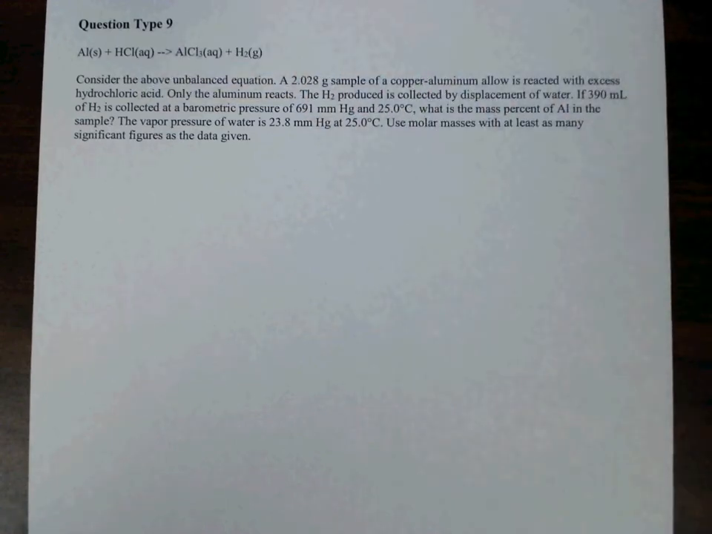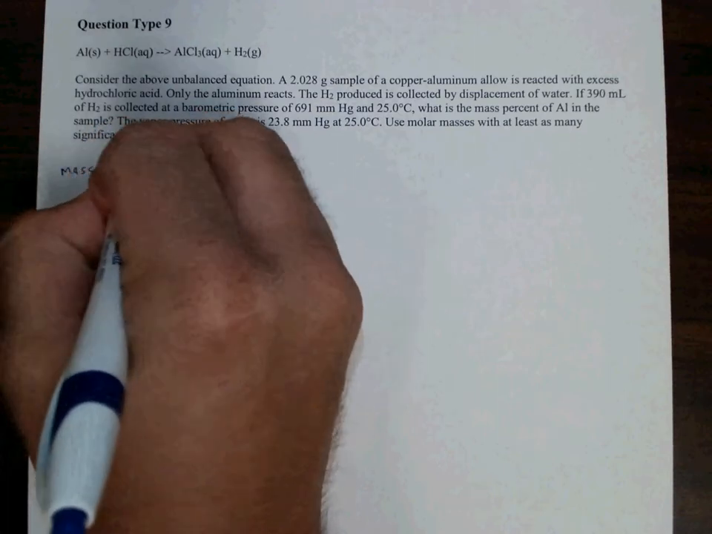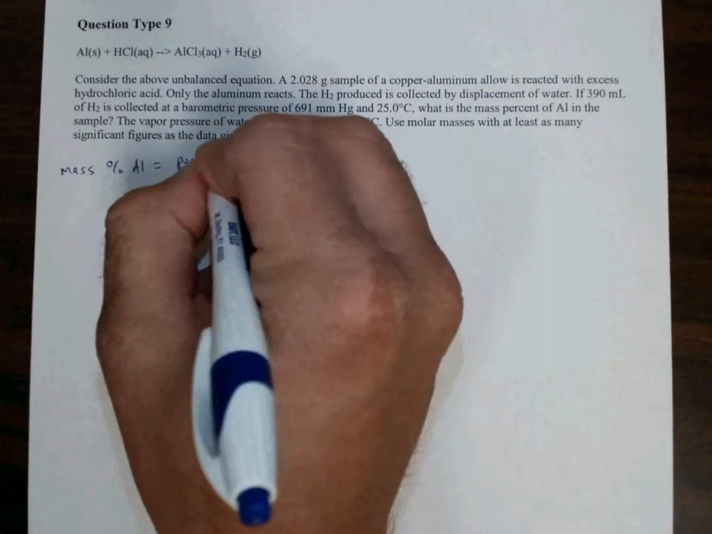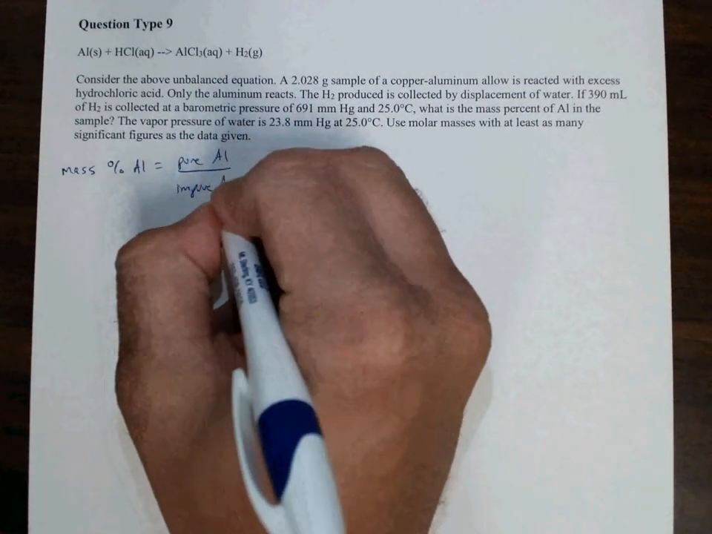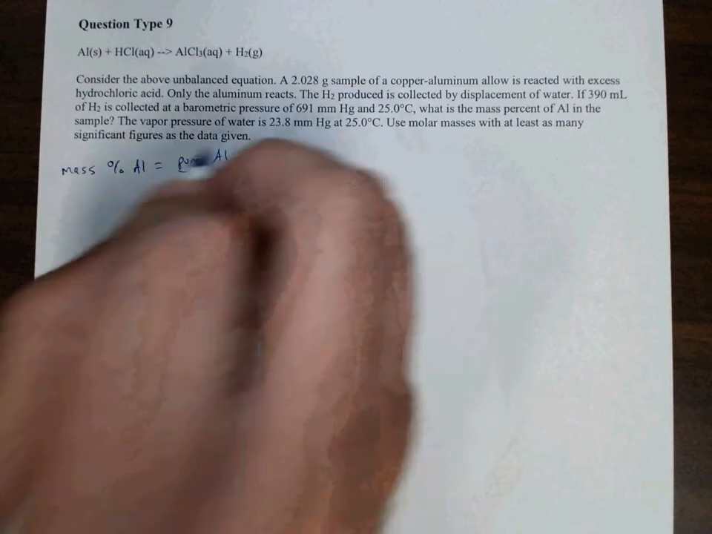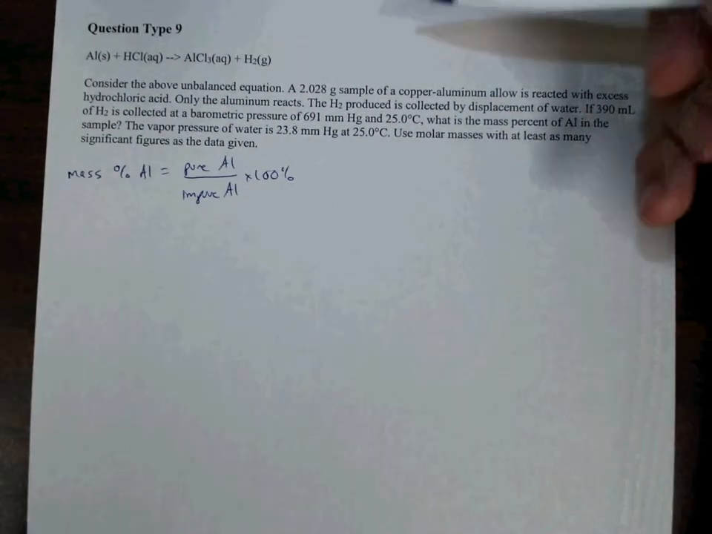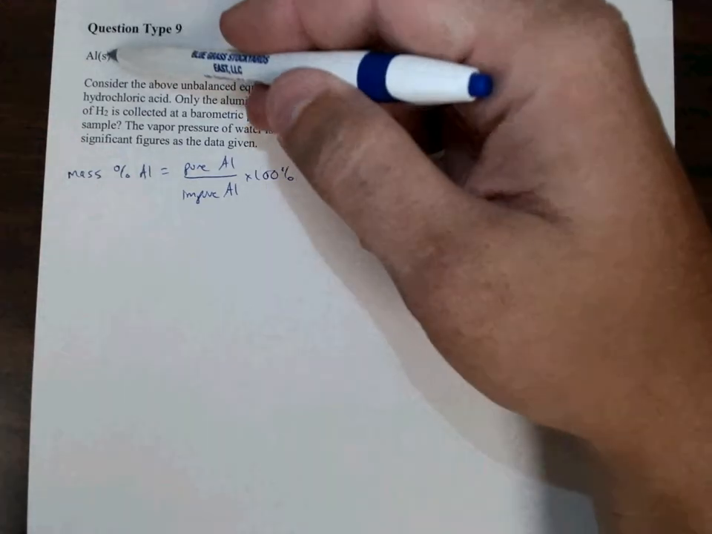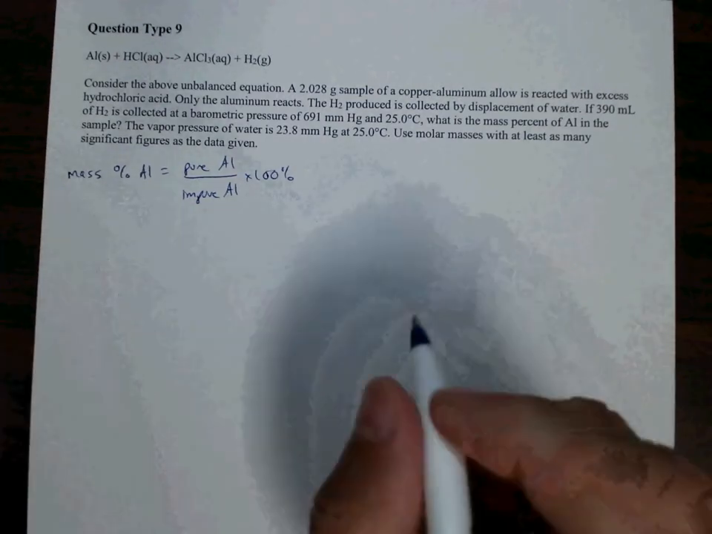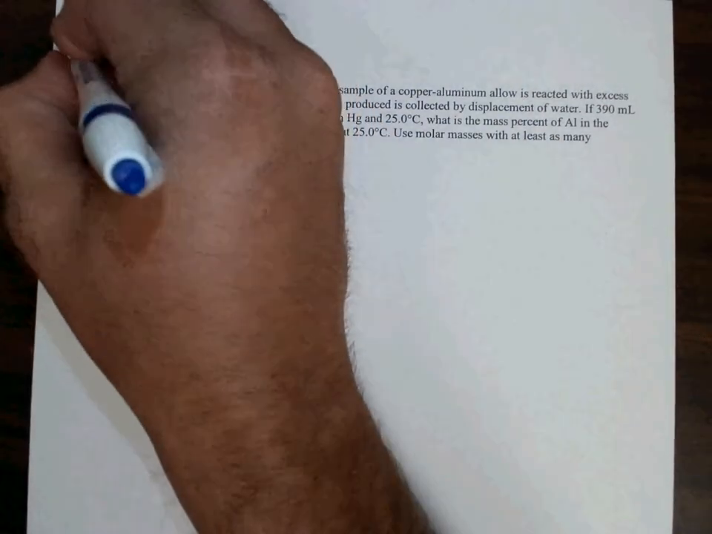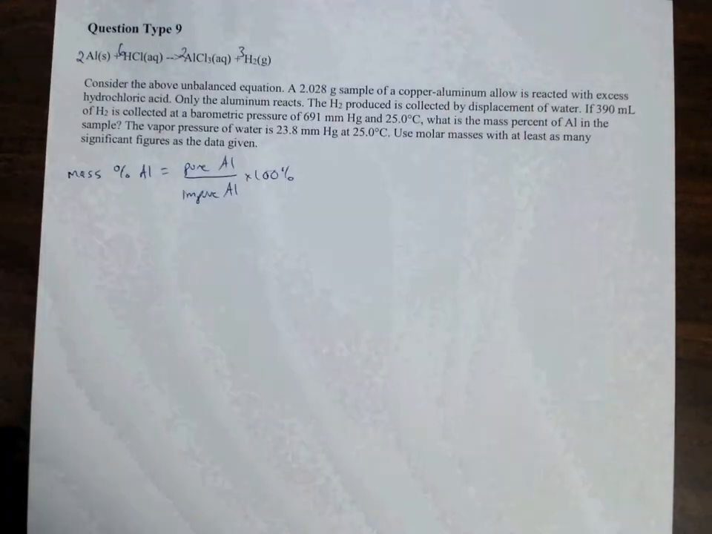Okay, this is a mass percent question. Remember, mass percent aluminum equals pure aluminum divided by the mass of the impure aluminum times 100%. Okay, so we need to find the mass of the aluminum from their equation above. Alright, real quickly before we go any further, let's balance this equation. There's 2, 6, 2, 3.